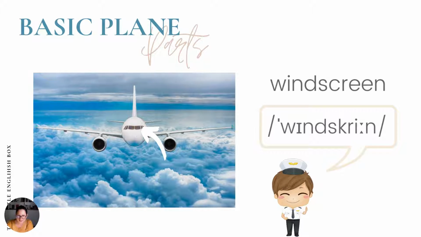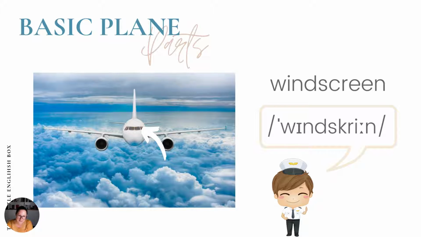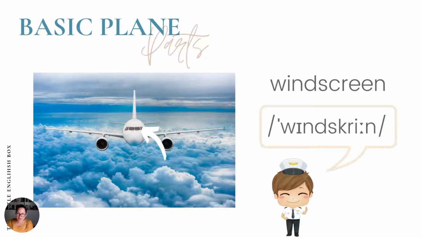Right, next one is the one that pilots use to see. So it's transparent and it's called windscreen, windscreen. A little bit later in the lesson, you have more about the difference between British and American. And in American English, you would say windshield. Windscreen, windshield.